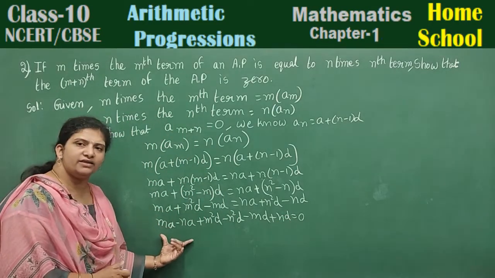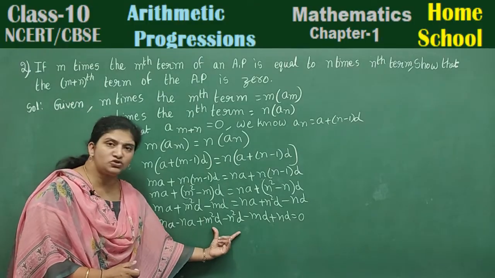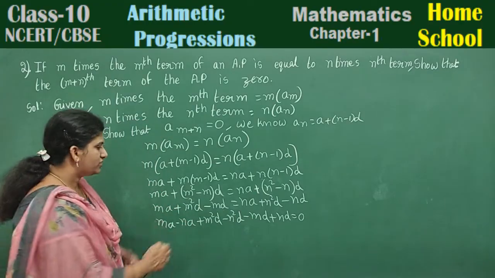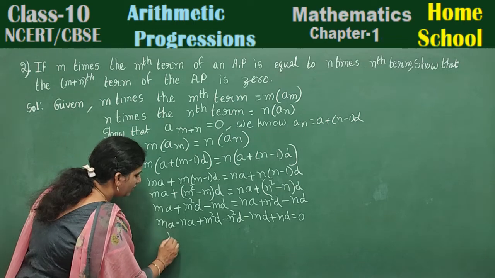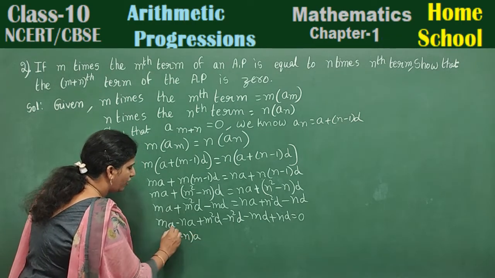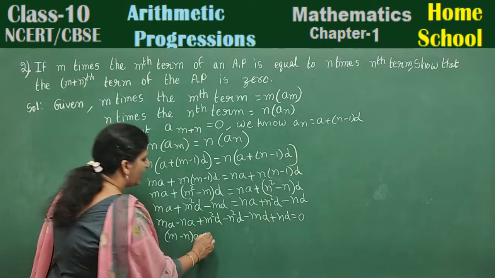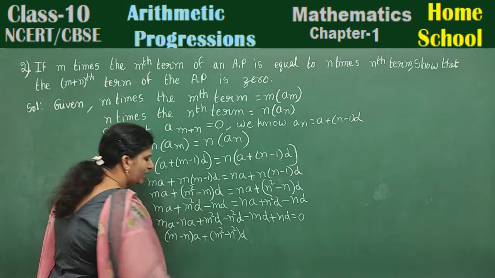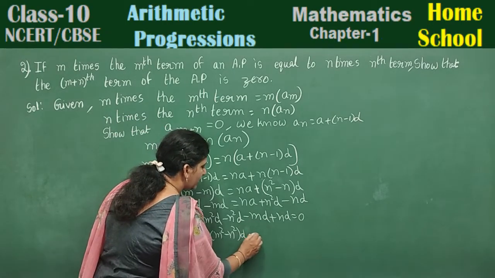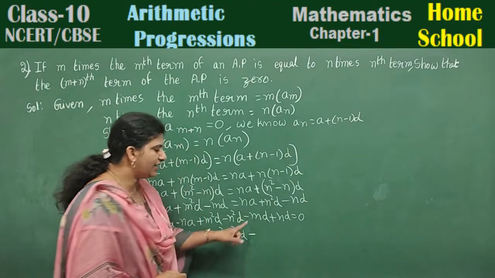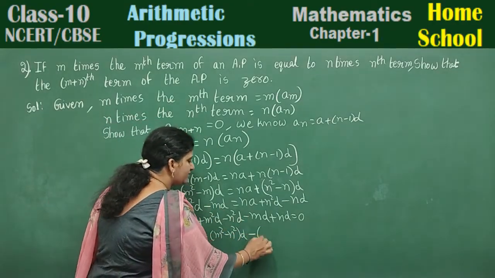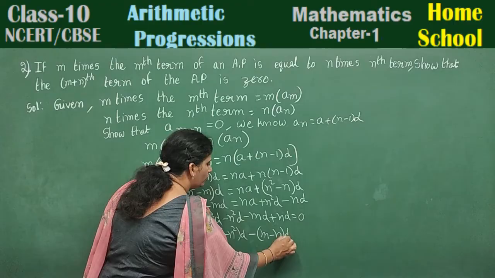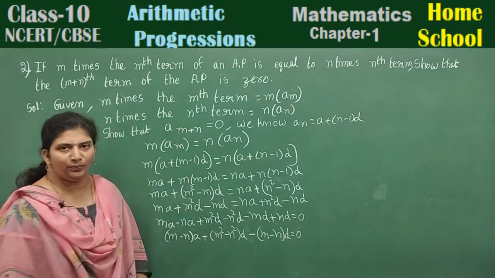Now you can see here in these two a is common. In these two d is common. In these two again d is common. Right? So let us take out common. If you take a common, m minus n is left. And here if you take out d common, m square minus n square into d. And here similarly, if you take out d common, when your sign is minus at the starting, what happens? M, and this plus n becomes minus n, into d equal to 0.